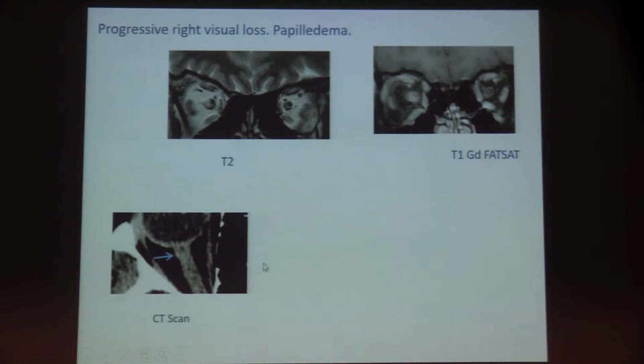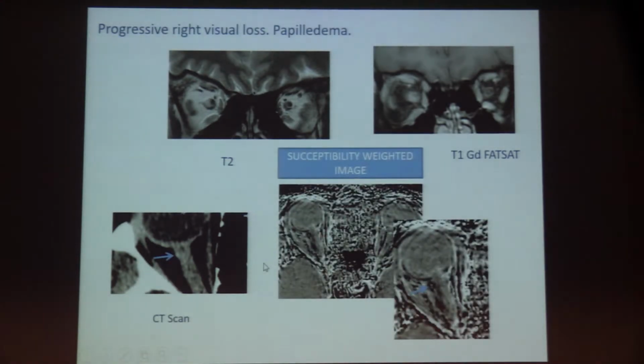But we now have a new sequence. This, again, is susceptibility weighted imaging, and in this case, you can see very well that this calcification is really very well seen on this susceptibility weighted image.